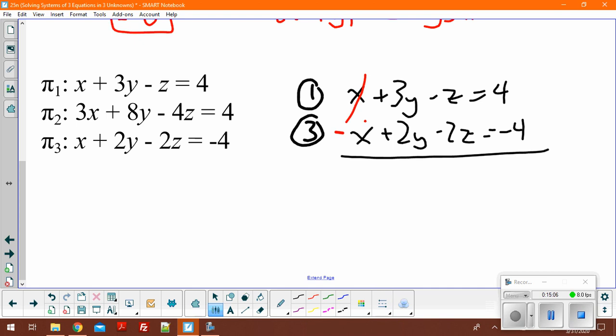And so my x's cancel. 3 minus 2 is y. Negative 1, subtract negative 2, is 1z. And 4 take away negative 4 is 8.